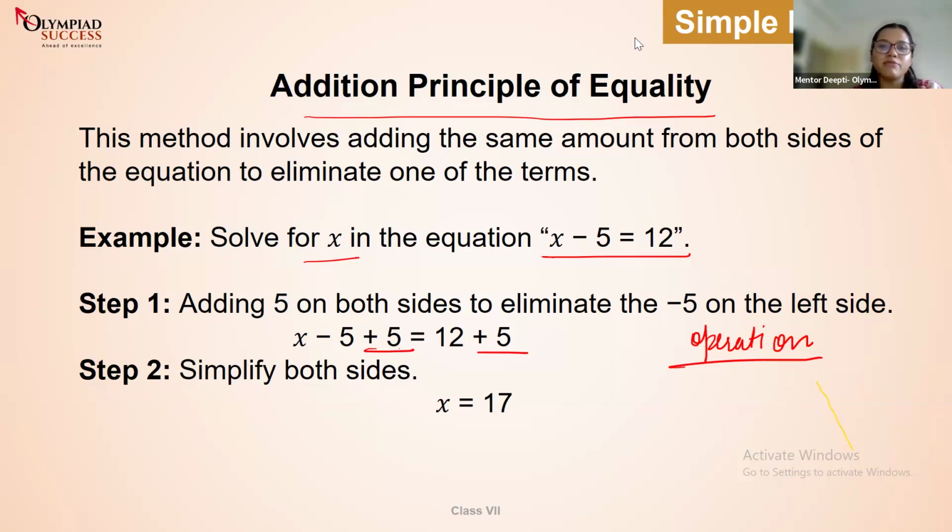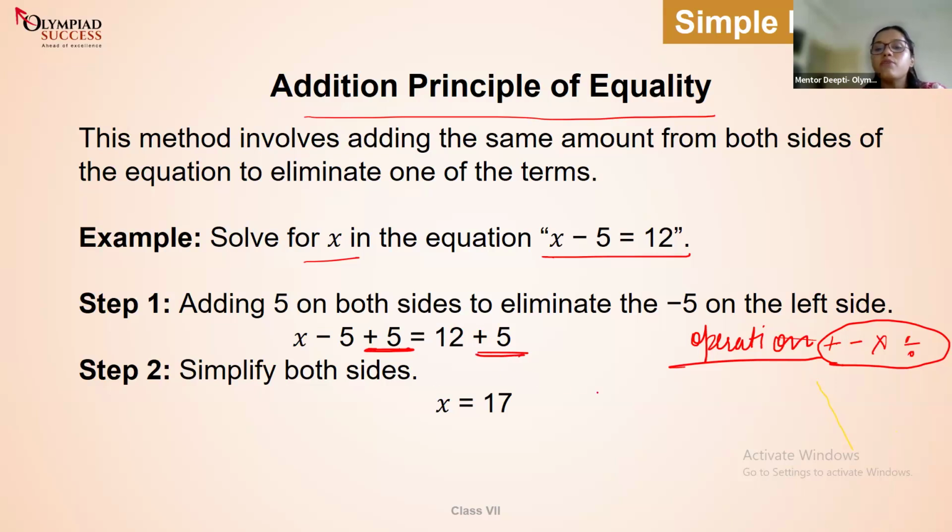Okay, Ishan has written nicely. Plus, minus, multiplication, and division. You all are familiar with the 4 arithmetic operations. So whatever operation we are doing on the LHS side has to be performed on the RHS side also. This is the basic fundamental concept behind this. That is why if 5 is added to LHS, 5 will also be added to RHS.